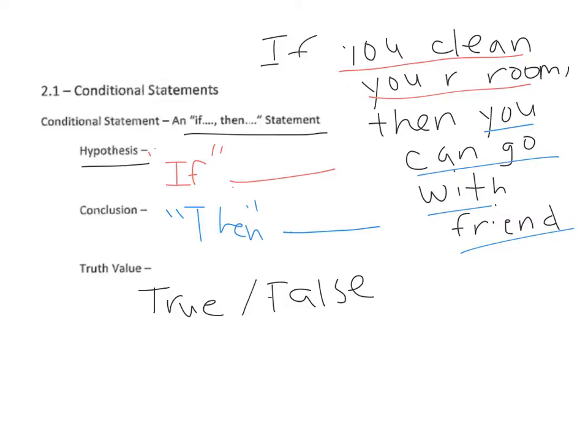I just want to add too that conditional statements can be written with this notation. This means if P, then Q. Or if P happens, it implies that Q happens. Or P implies Q. So in this case, your P would be you clean your room, and your Q would be you can go with a friend. So P is the hypothesis, and Q is the conclusion.